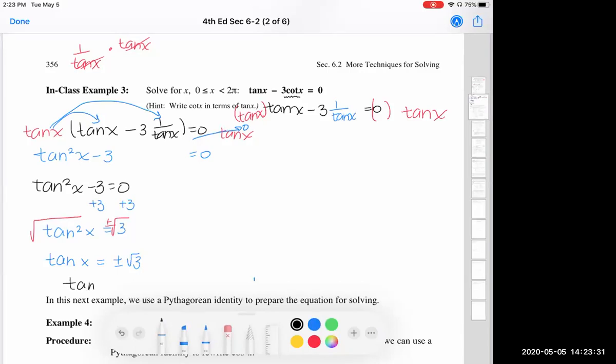Oh, no, we have to figure out what x is. So when is tangent equal to square root of 3? And I want positive and negative. So take a look at a unit circle. And you see that tangent gives you square root of 3 at every 60-degree mark. So everything I have is 60.